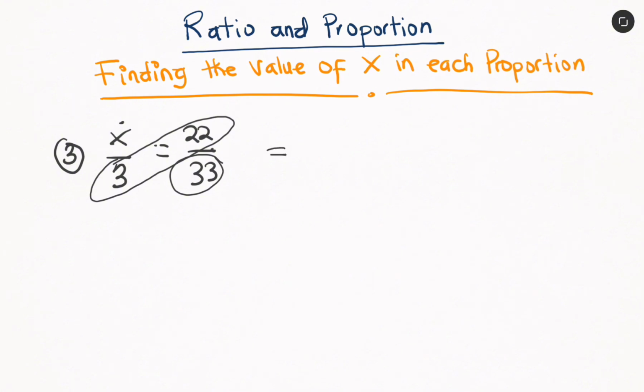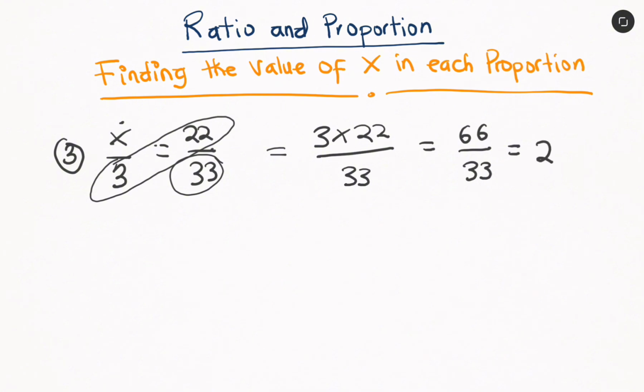So this will give us 3 multiplied by 22. Okay, the 3 and the 22. Then we divide it by 33 over here. Okay, so we have 3 multiplied by 22, that will give us 66. So this is equal to 66 divided by 33. And then if we do that, we are going to get a value of 2. So therefore it means x is equal to 2 in this particular example.